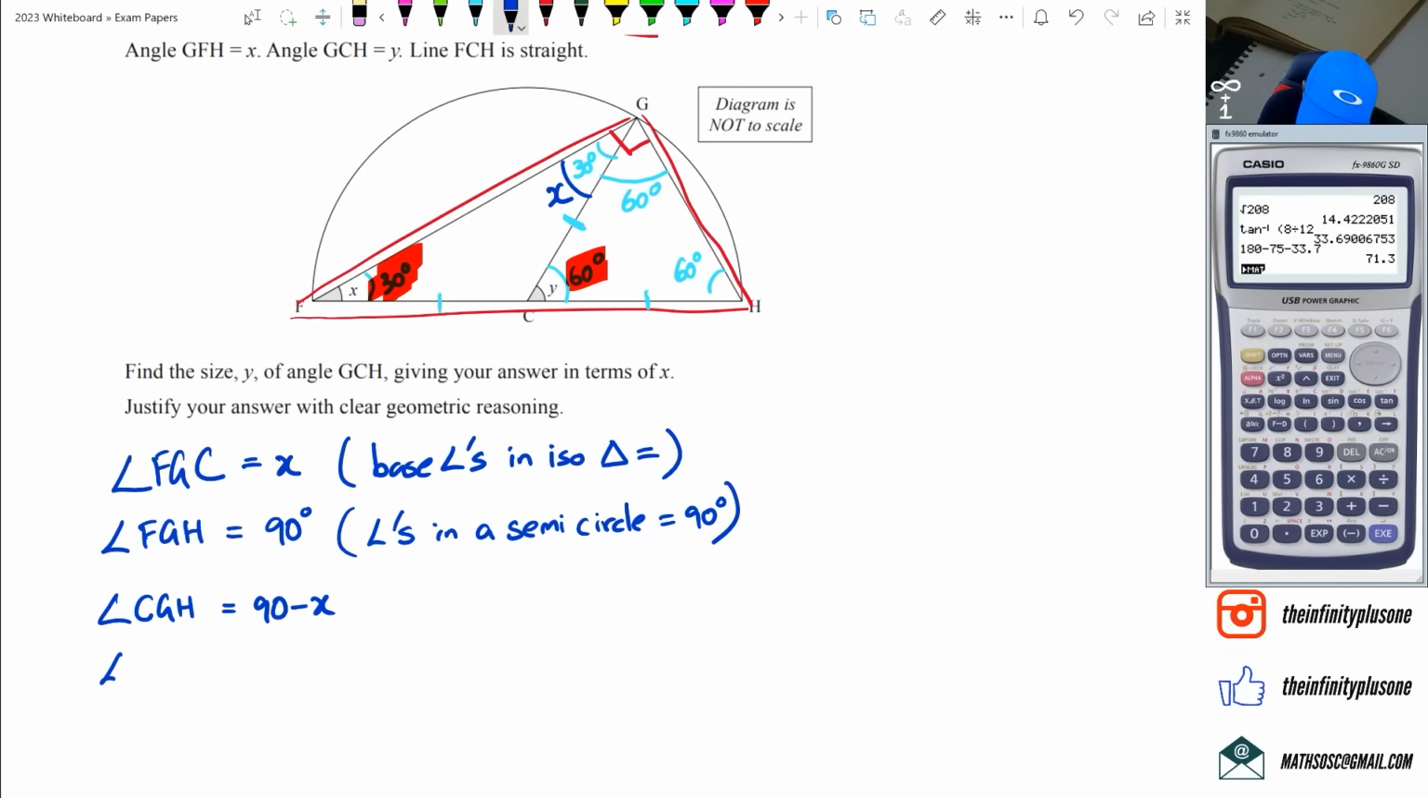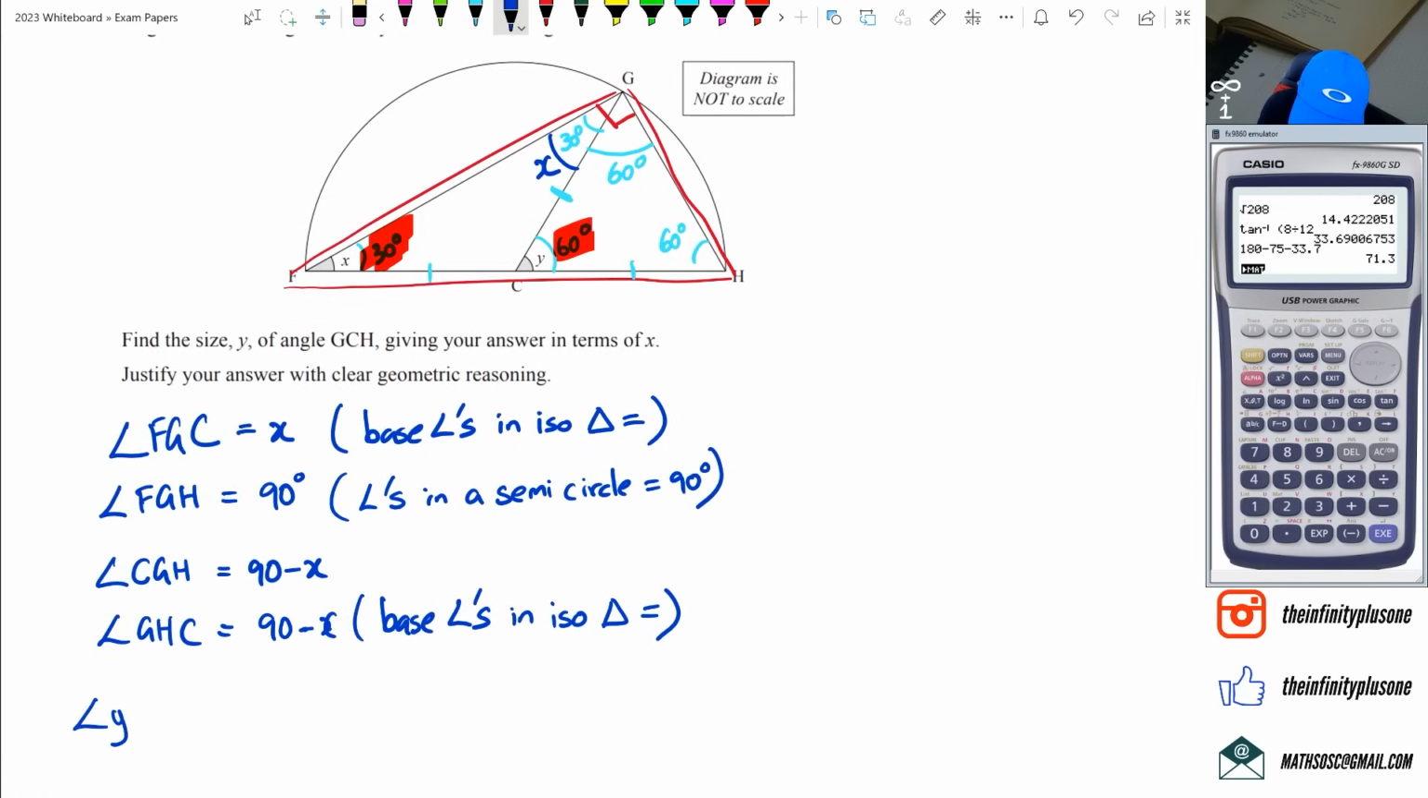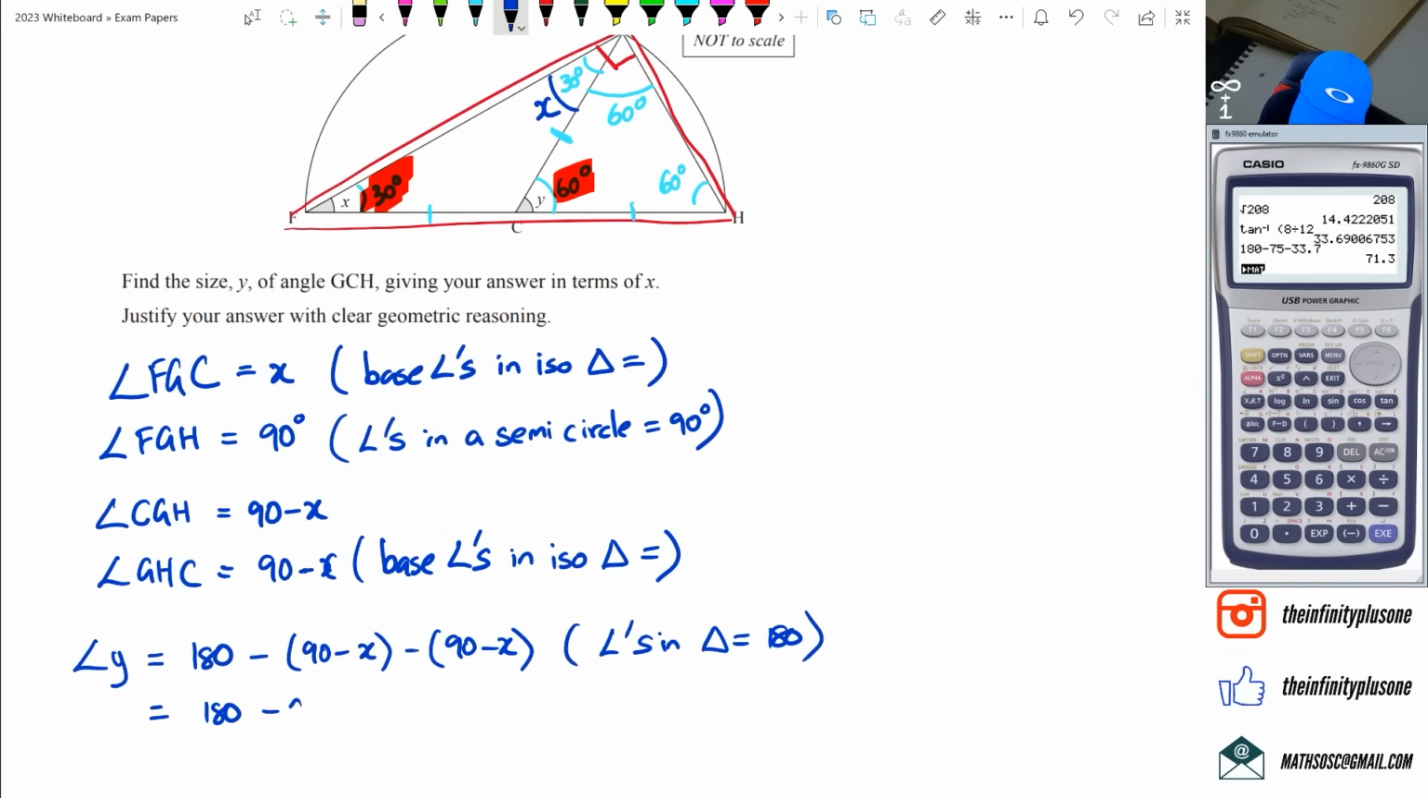So then we can say angle GHC is equal to 90 minus x as well, because base angles in isosceles triangle are equal. And then finally you could say angle y is equal to 180 take away 90 minus x, take away 90 minus x, because angles in triangle equal 180. And when we do this, we're going to get 180 take away 90 plus x, take away 90 plus x, and our 180 minus 90 is 0. So all we're left with is 2x. Now this is one way of doing it.